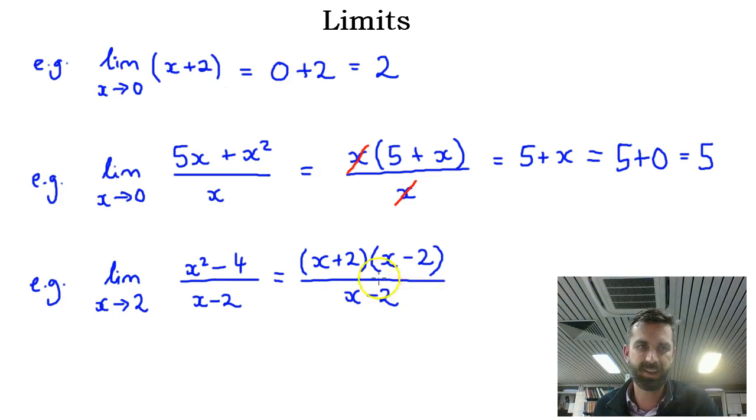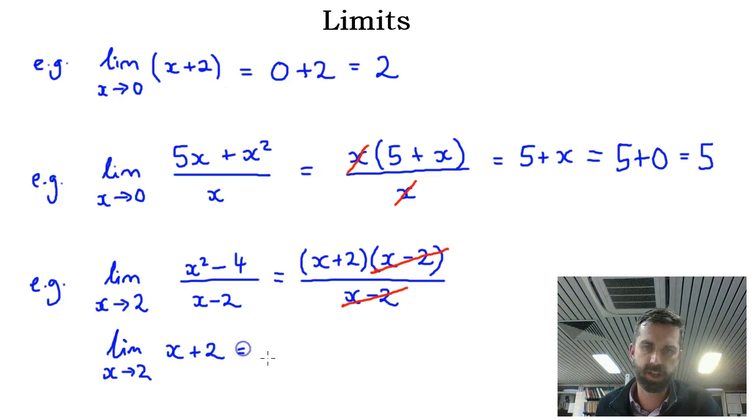And now again, I can do some cancelling out. So that x take 2 cancels that x take 2 on the bottom line. Again, I'm allowed to do that because I'm not saying that x is equal to 2. I'm saying that it's getting really, really close to 2. So now that we've cancelled those out, we can say that this is the limit as x approaches 2 of x plus 2, which is simply equal to 2 plus 2. So I'm allowed to substitute that 2 in now, and I get 4.